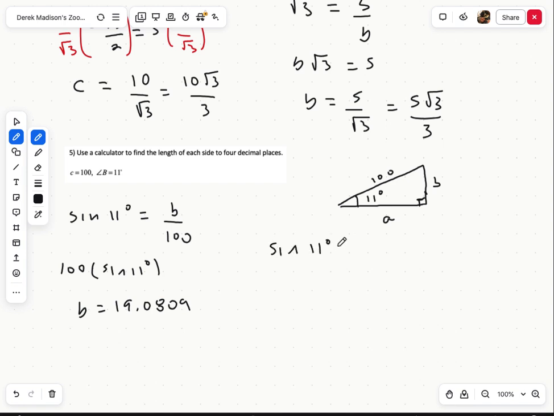And then we'll do the same thing with cosine and use that to solve for side A. So sine of 11 degrees is going to equal A over, I'm sorry, that should be cosine. I meant it, there we go. Cosine of 11 degrees is going to be A over 100. Multiply up the 100, we get 100 times cosine of 11 degrees equals A, and again, just throwing that in the calculator is all I did. 98.1627 is what I got for A, and that'd be that.